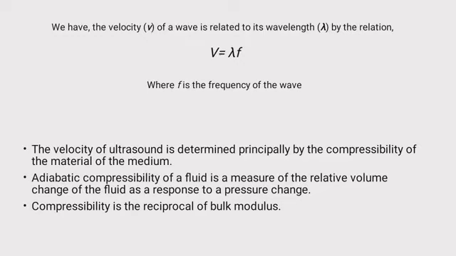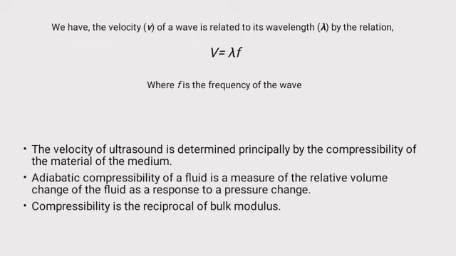When a wave passes through a medium, its velocity is largely determined by the compressibility of the material of the medium. It depends on the adiabatic compressibility of the fluid, which is a measure of the relative volume change of the fluid in response to a pressure change. Adiabatic compressibility is the reciprocal of the bulk modulus, and the bulk modulus is defined as the ratio of the infinitesimal pressure increase to the resulting relative decrease of the volume. This adiabatic compressibility determines the velocity of the wave traveling in the medium.